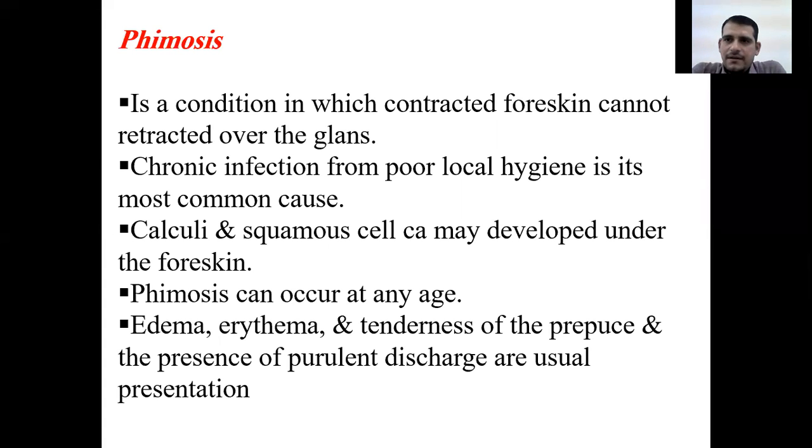This is phimosis. Chronic infection from poor local hygiene is the most common cause. Calculi and squamous cell carcinoma may develop under the foreskin. Phimosis can occur at any age. Edema, erythema, tenderness of the prepuce, and the presence of purulent discharge are the usual presentation. This is the case scenario for phimosis.